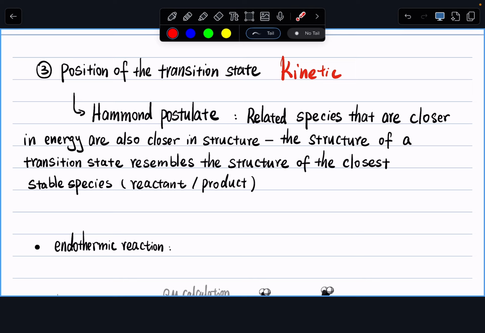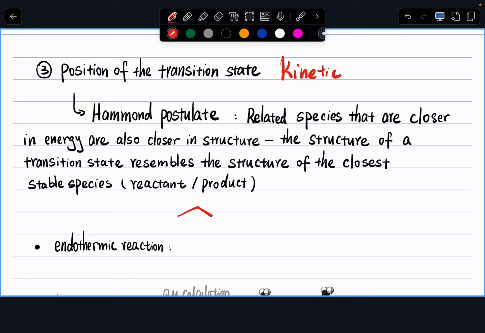So read it. What is the Hammond postulate? It's saying related species that are closer in energy are also closer in structure. Or the structure of a transition state will resemble the structure of the closest stable species. Right, so the stable species can be your reactant or, in this case, our radical intermediate.